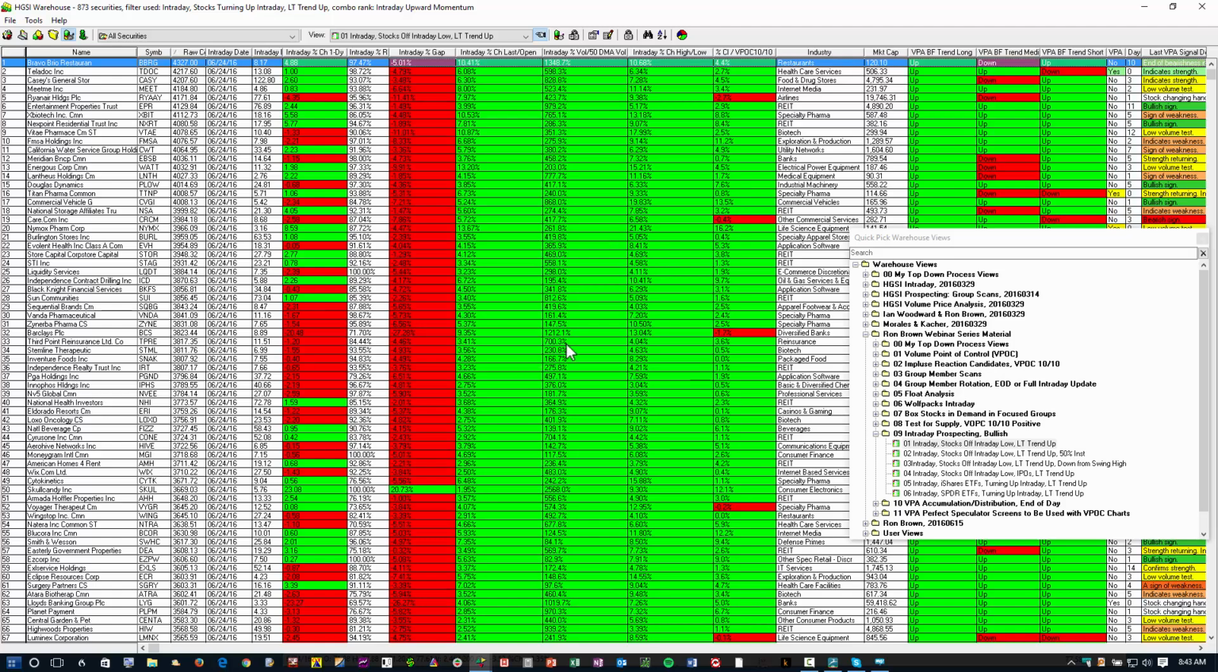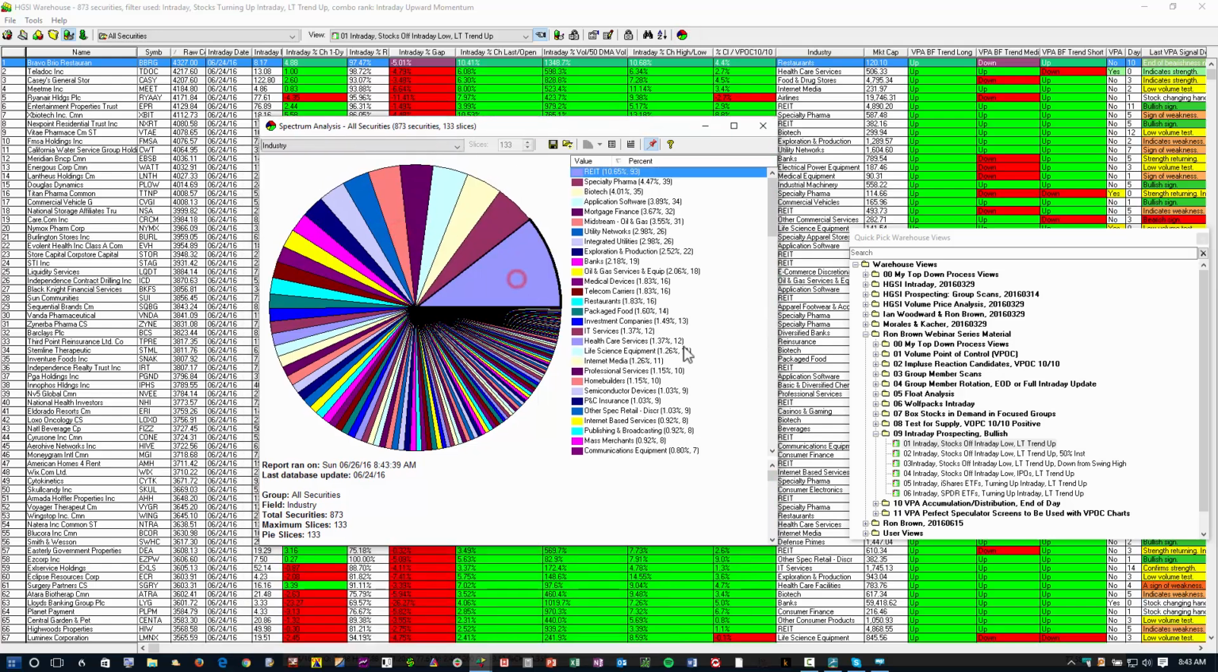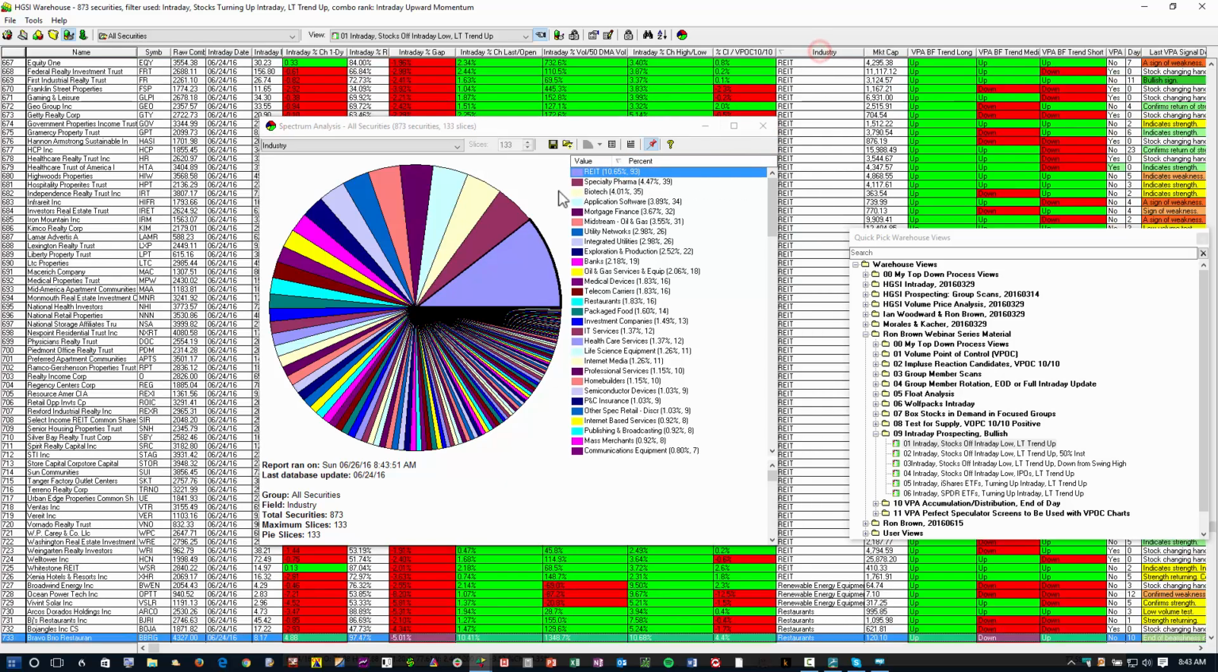Now let's take a look at the industry, see if we can get any information out of this. And guess what? The REITs were among the biggest group, and specialty pharma and biotech. I mean, they absolutely got hammered, but there were people buying these groups. Let's do a sort here on the REITs.